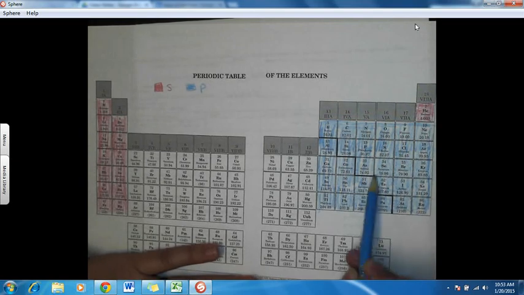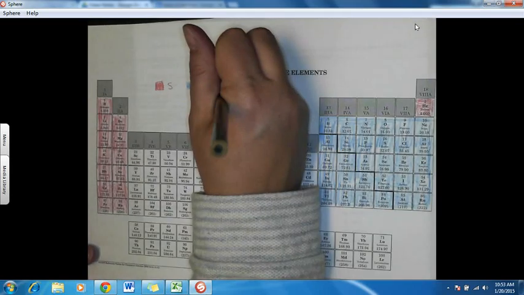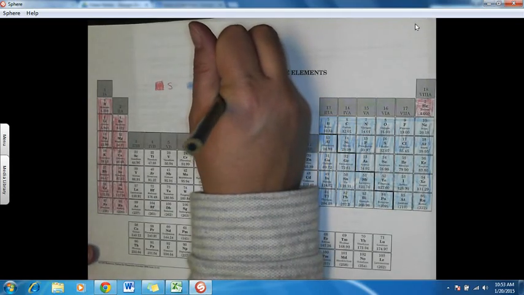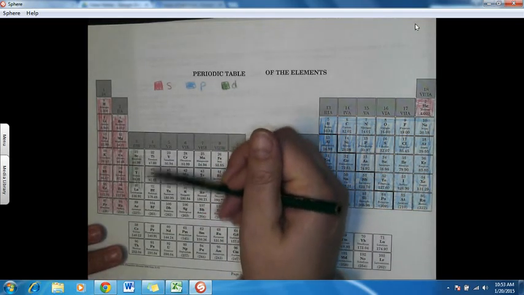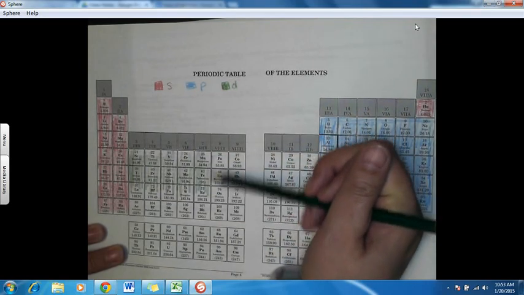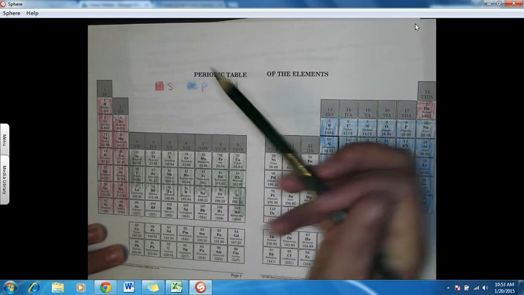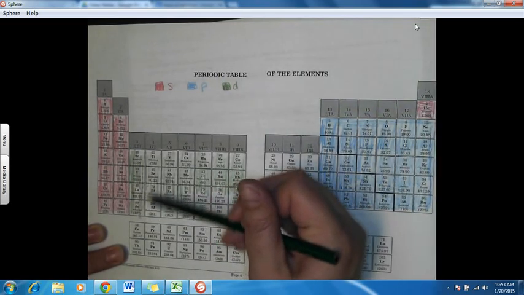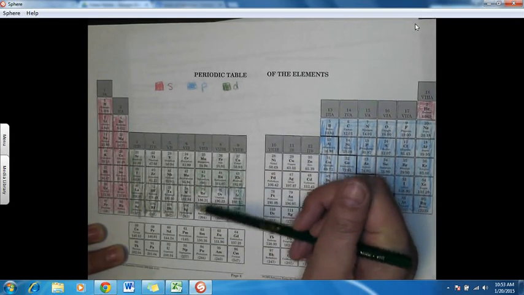And then we have our D sublevel. I'm going to do those green. And they're the 10 columns here in the middle. These are the ones that have our common metals like iron, copper, zinc, silver, gold, mercury. It also has some elements that we're not very familiar with, like tungsten.